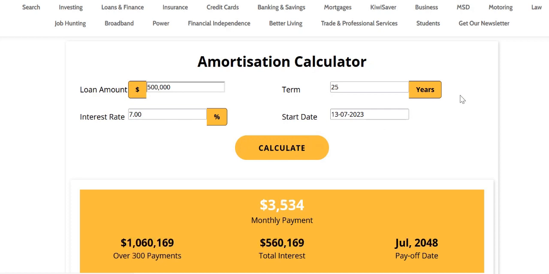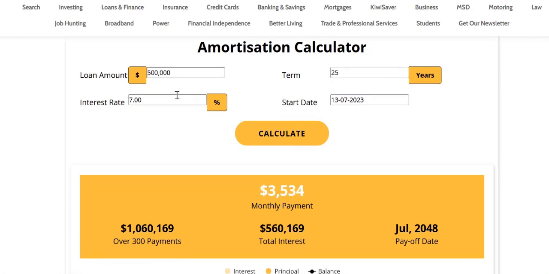Now, what does this show? This shows that the interest rate is at 7%, and over the course of 25 years, the amount of interest that you'll be charged for the $500,000 mortgage is going to be $560,169, and you'll make a monthly repayment to your bank or to your lender of $3,534. Now, of course, we know, and this is always the case, that interest rates move up and down.